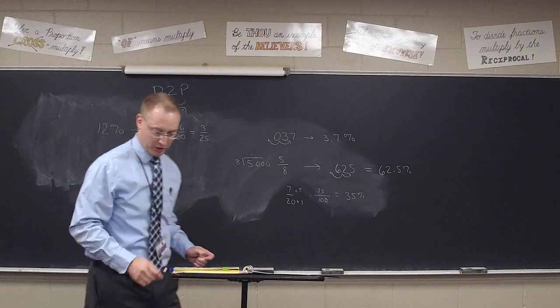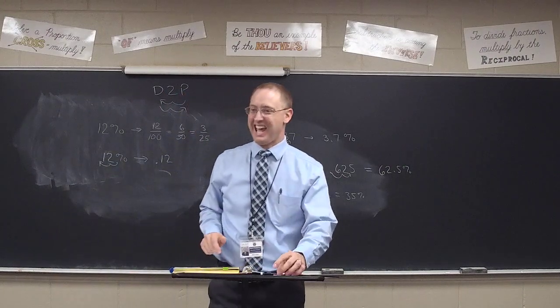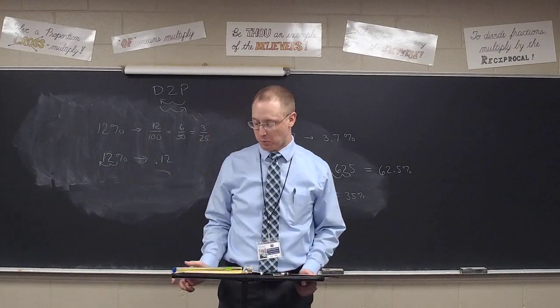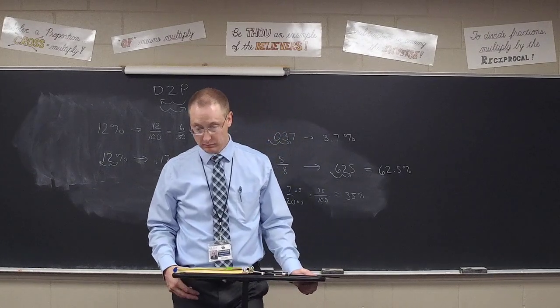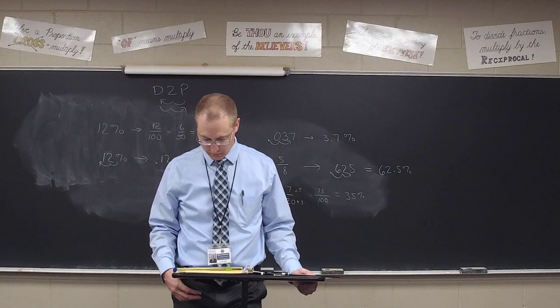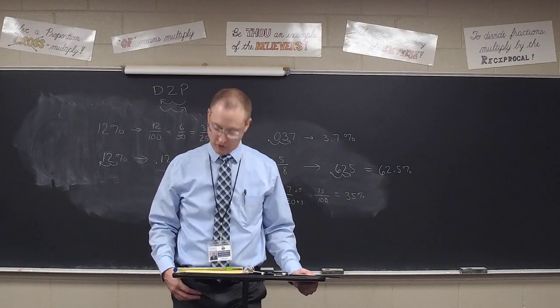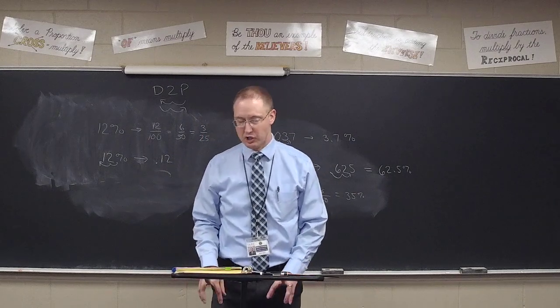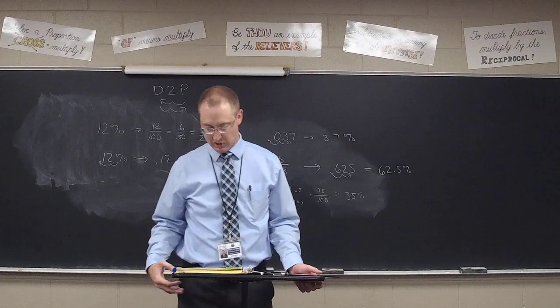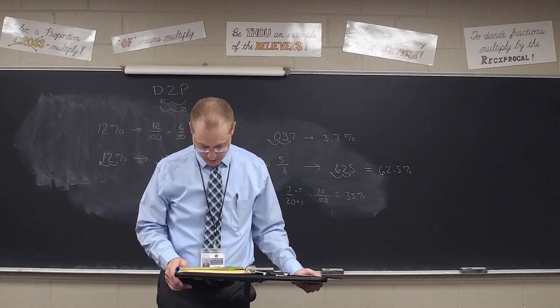Let's see how we did on the homework then. Number 1, 9/10 becomes what, Elaine? 90%. 7/8 becomes what, Ben? 87.5%. Good, 87.5%. 13/20, Paige? 65%. 3/10, Bryson? 30%.